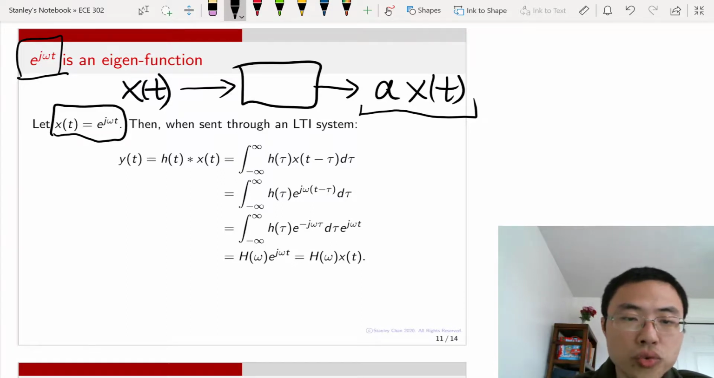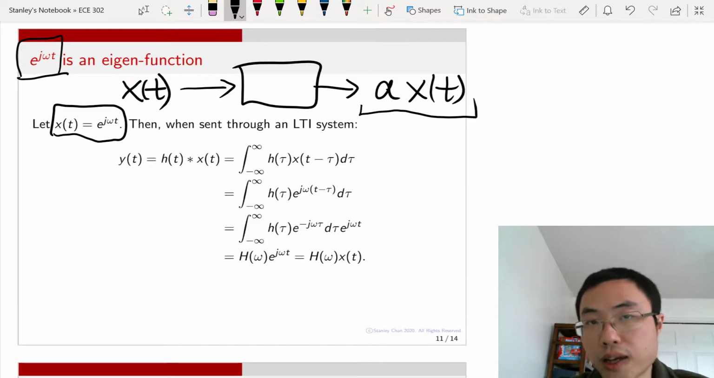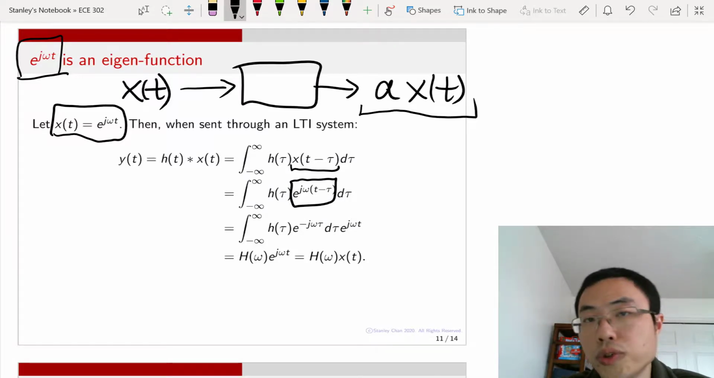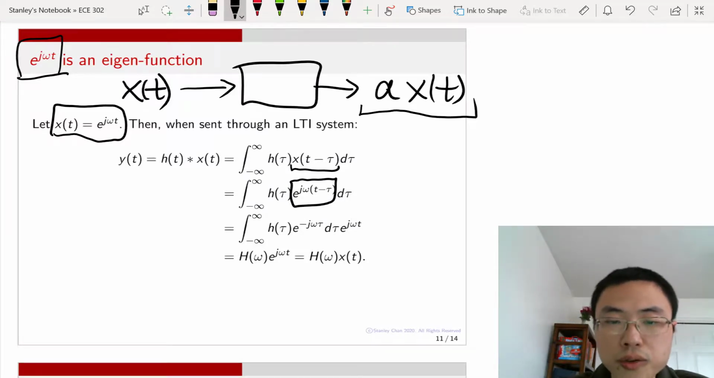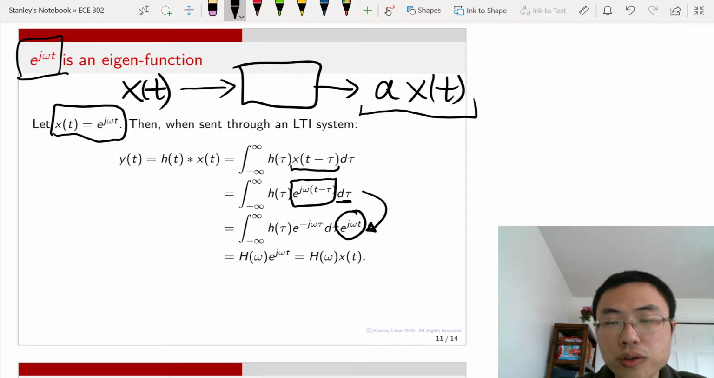So why is this true? Well, if it is a linear time-invariant system, you can write down the impulse response convolved with your input as this convolution between h(τ) and x(t − τ). Then you can plug in for x(t − τ) this proposed function e^{jω(t−τ)}. And then if you go to here, you realize that this e^{jωt} has nothing to do with your τ, and so it can be pulled out of the integration.